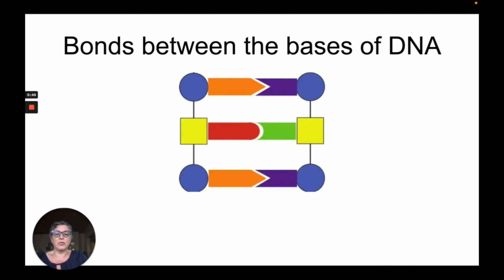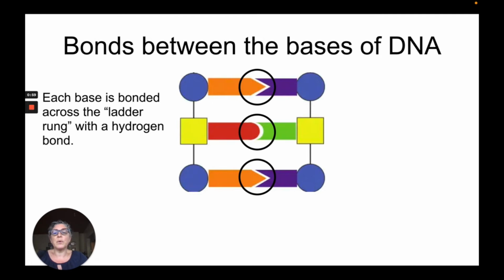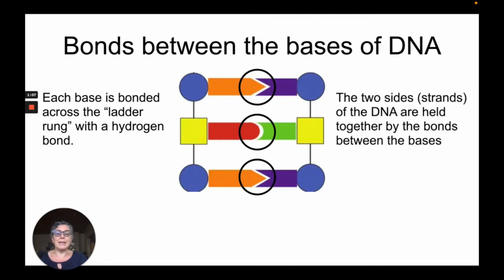We can see here that there are two sides to our DNA ladder and that there are two different bases that are attached across the rungs of our DNA ladder. And so what happens is each base is bonded across the ladder rung, and they're bonded with something called a hydrogen bond.